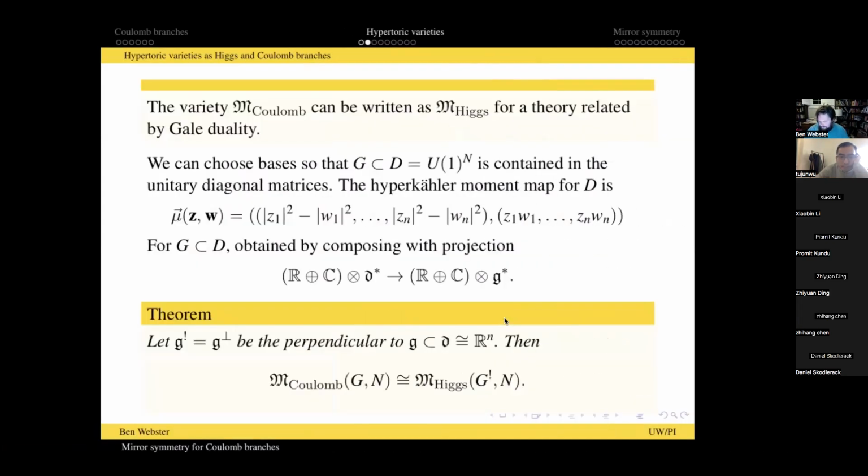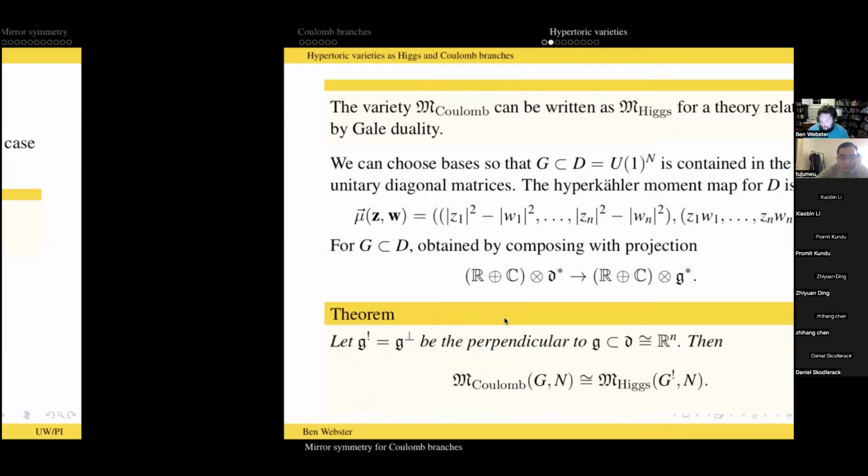All right, and the way that hypertoric varieties were originally defined was as a hyperkähler quotient. But it's a hyperkähler quotient for a different group. I have to look at my group inside diagonal matrices, take the perp, and do the hyperkähler quotient for that perp, and that will get me the Coulomb branch.